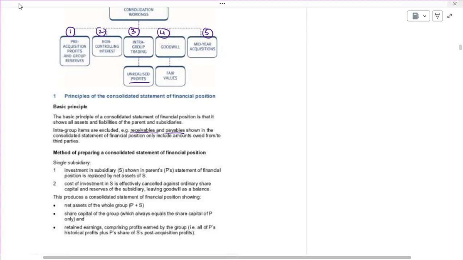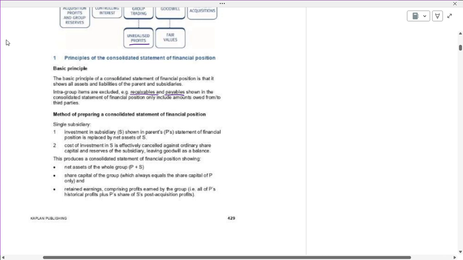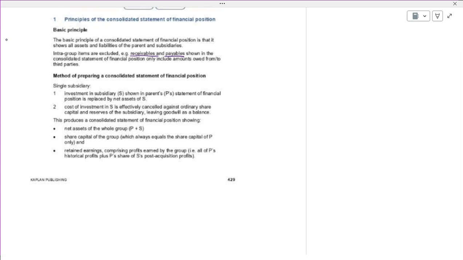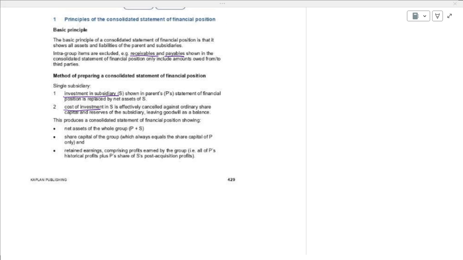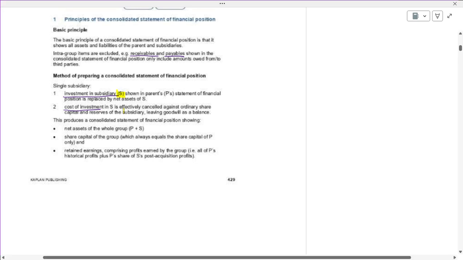Methods of preparation. In preparing consolidated statements, you will see what is the investment in subsidiary owned by the parent. What is the cost of investment in subsidiary? These are the steps. This is the first thing. We are talking only about the subsidiary, the cost of investment in subsidiary. We will focus exclusively on the subsidiary only.